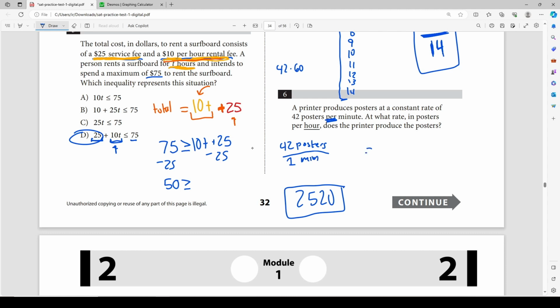And we want to convert this into posters over hours, over 1 hour, right? So in order to get posters over 1 hour, I just need to cancel out this minutes and make this denominator hours. So in 1 hour, there are 60 minutes. And look here, when I multiply these two, the minutes cancel out, and I'm left with 42 times 60 over 1, and that gives me 42 times 60 posters over 1 hour, right? So the units match up.